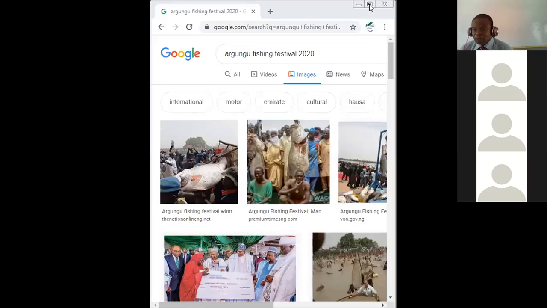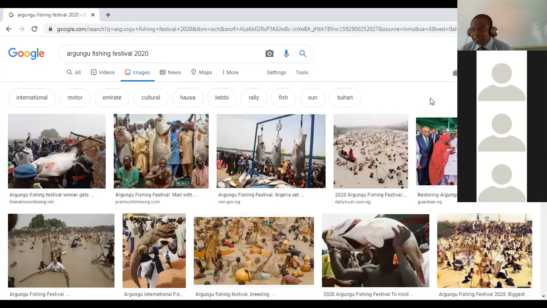Okay, now, everybody, look at Argungu Fishing Festival. Look at my screen. On that screen, you will see pictures of people participating in the Fishing Festival.